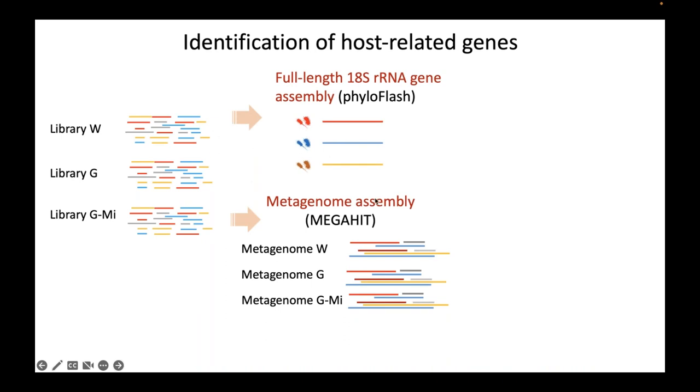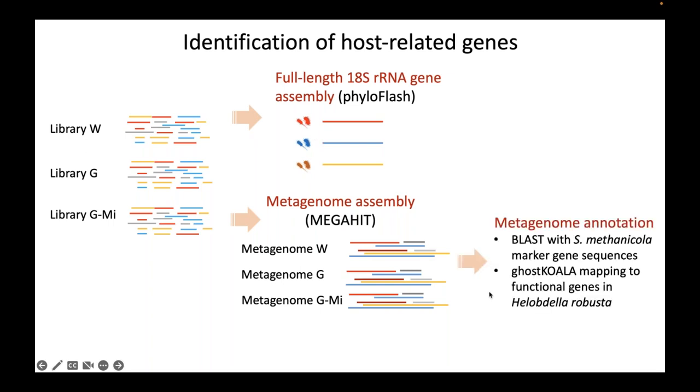ribosomal small subunit sequences, and we also assembled the metagenomes from the gut content and the worm fragment libraries. So for the worm-related genes, I used PhyloFlash to also assemble full-length 18S RNA gene sequences from the worm host. And to look for other worm-related phylogenetic marker genes, I downloaded a list of marker gene sequences that were previously sequenced from the ice worm as part of DNA barcoding, and I searched these genes against the ice worm metagenome using BLAST.